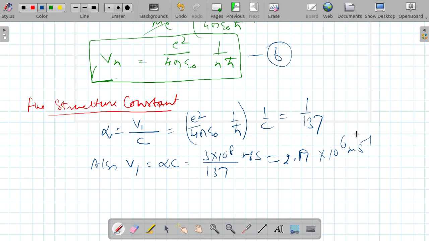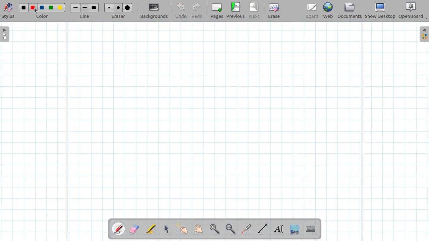Now let us calculate the total energy of the electron in the nth orbit. So that means now I will talk about the total energy of the electron in the nth orbit.